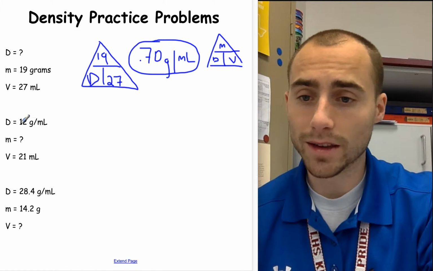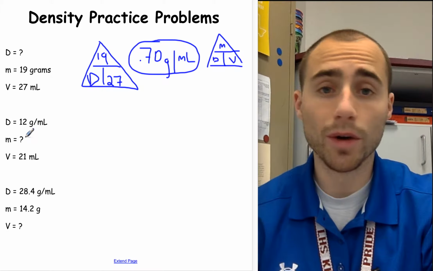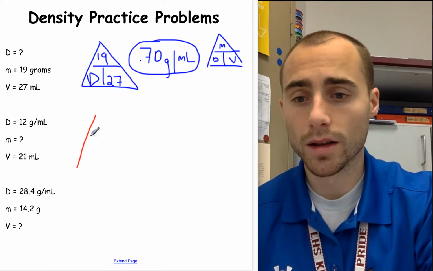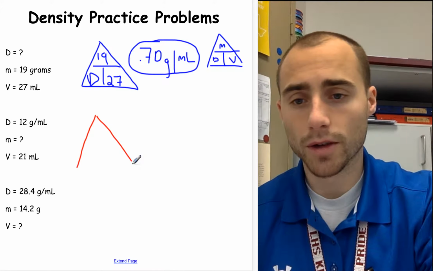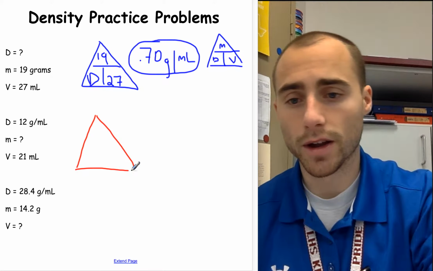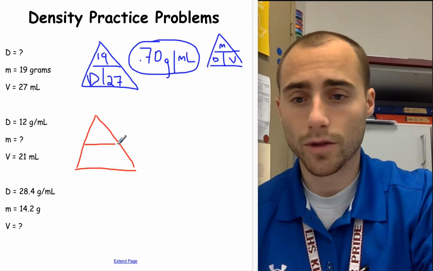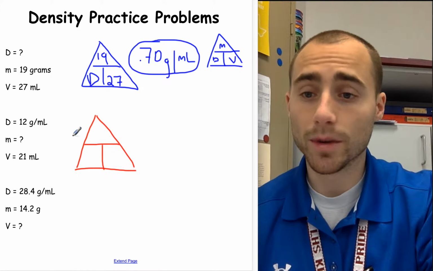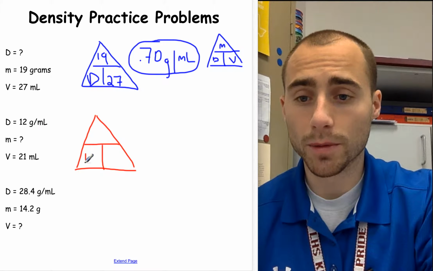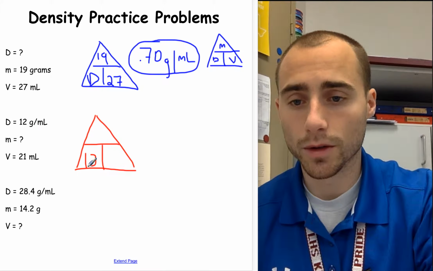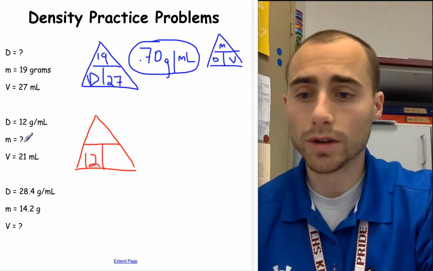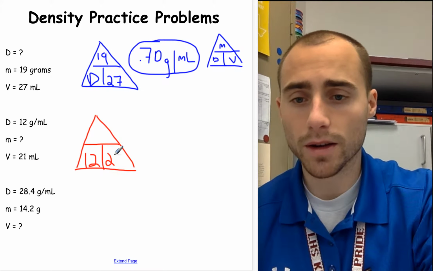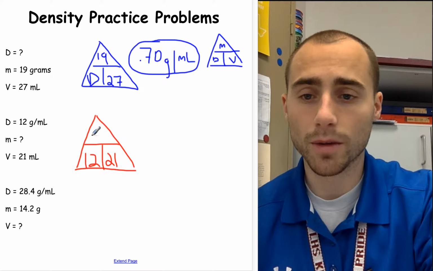We have our density is 12 grams per milliliter. We don't know our mass, and we know our volume is 21 milliliters. So let's draw our density triangle right here. What a perfect triangle that is. Okay, density goes down here. We know our density this time. It's 12, so I'm going to put 12 down there where density goes. We also know our volume, so 21 milliliters. So I'm going to put 21 down here where volume goes, and we do not know our mass.